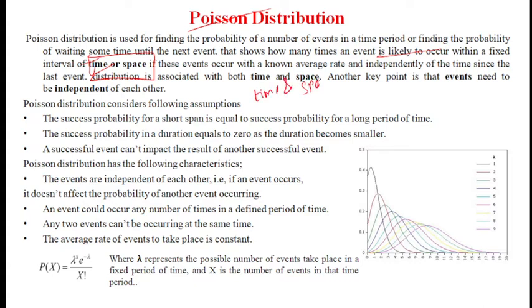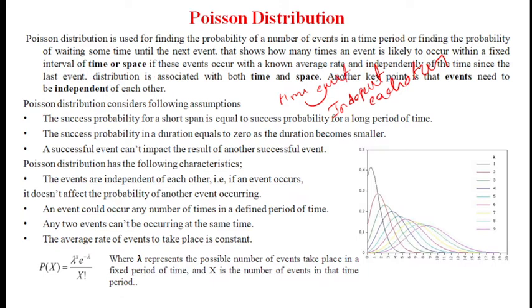Time and event both are independent of each other. This is the key point we need to remember. This Poisson distribution will help in finding the waiting time until the next event comes. Here the time and event both are independent of each other.